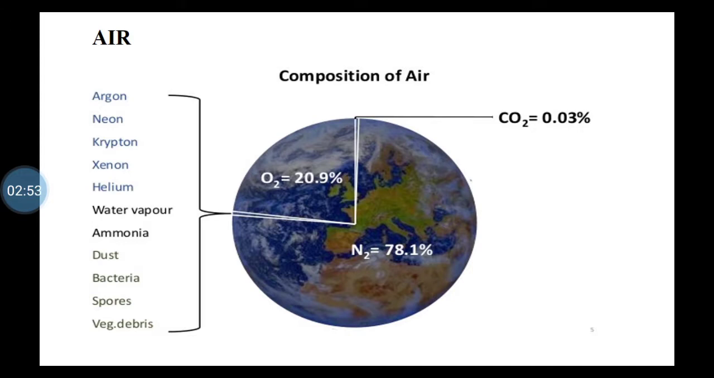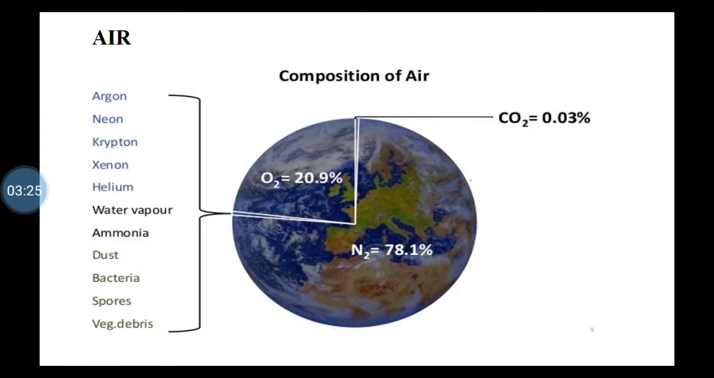So in the diagram you can see that the oxygen percentage is 20.9, nitrogen is 78.1, then carbon dioxide 0.03, and then trace elements are there like argon, neon, krypton, xenon, helium. Water vapors are there, ammonia is there, dust, bacteria, spores, vegetable debris, isn't it? So this is the composition of air.